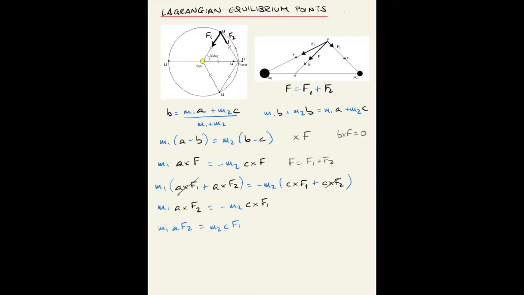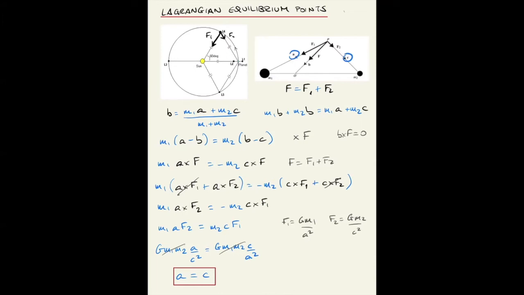Now, because the angle between A and F2 is equal to minus the angle between C and F1, in modulus, these equations are identical. Now, consider that these forces are gravitational. So F1 is equal to G m1 over A squared. That's the force directed towards the star. And F2 is equal to G m2 over C squared. That's the force towards the planet. If you substitute this, you have G m1 m2 times A over C squared is equal to G m1 m2 times C over A squared. You cancel the G m1 m2, and you have A over C squared is equal to C over A squared. Therefore, you find A is equal to C. So A must be equal to C.